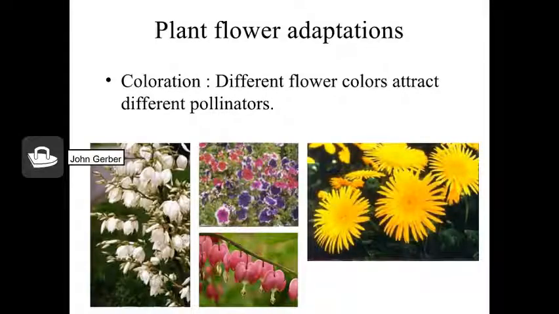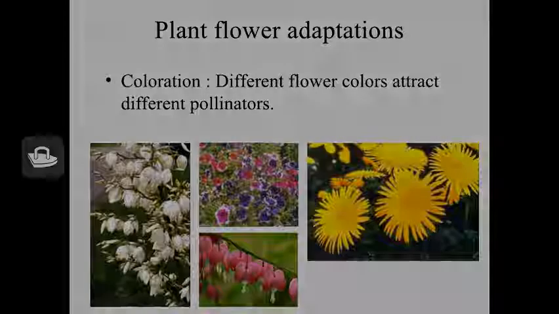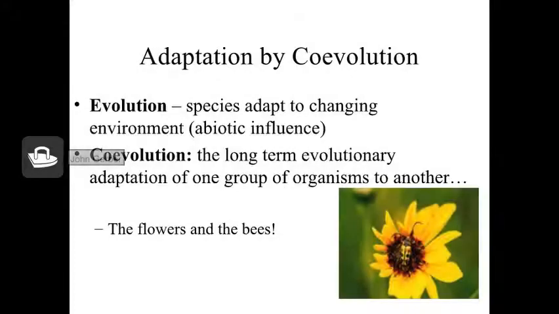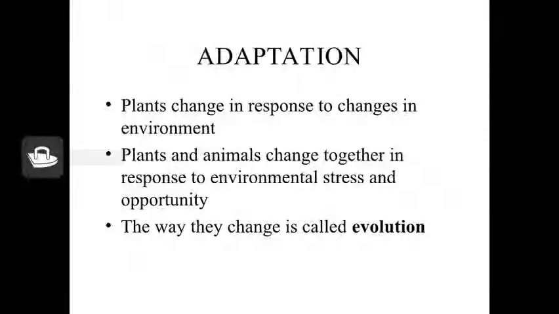Pollination is a specialized process that often includes a relationship with another organism, like the birds and the bees. Some flowers adapt their color and their smell to allow insect pollination. When two organisms change over time to adapt to each other, we call this coevolution. As flowers changed over time, so did the bees. So plants and animals change over time. We call this evolution.